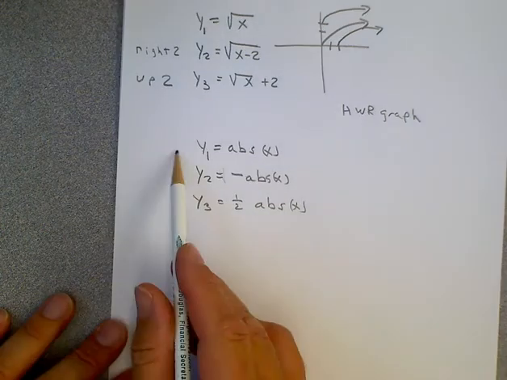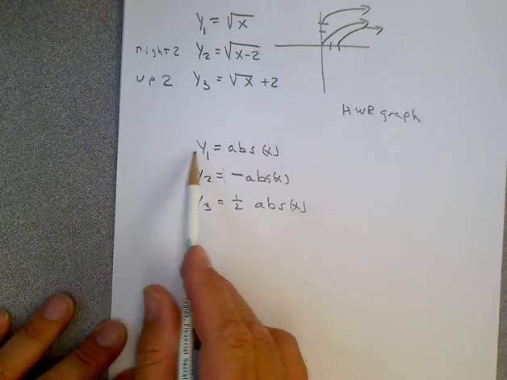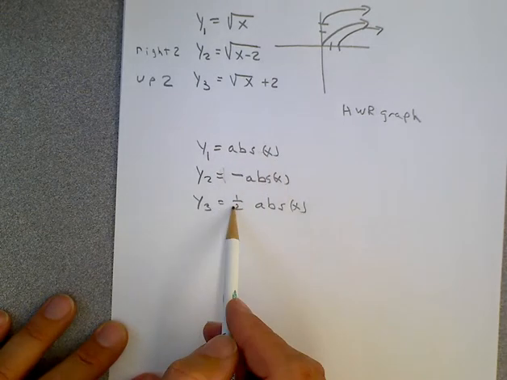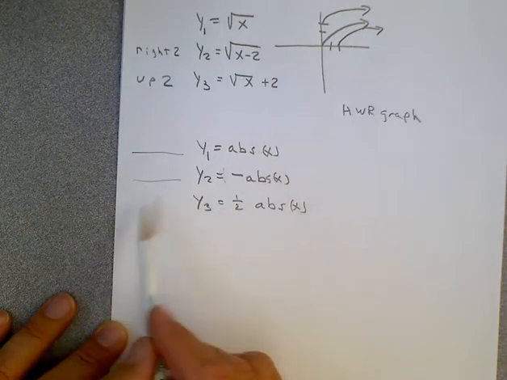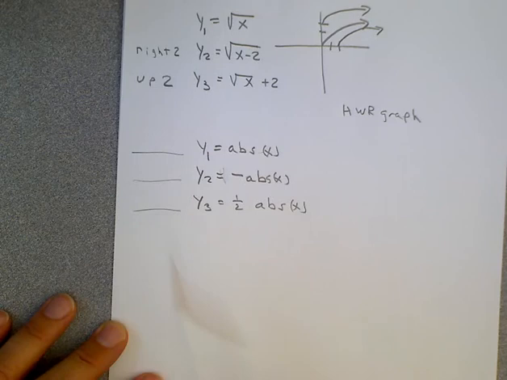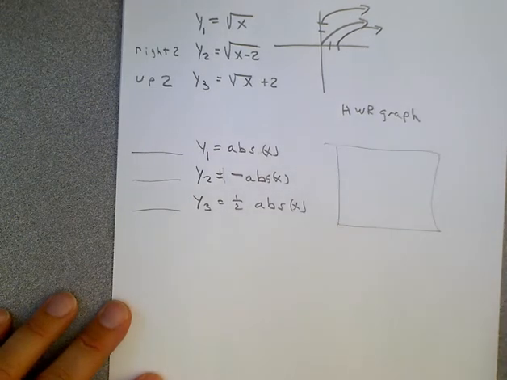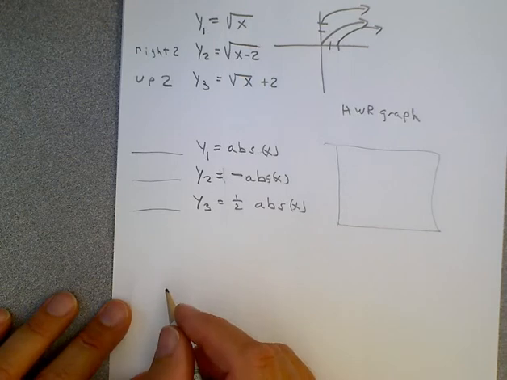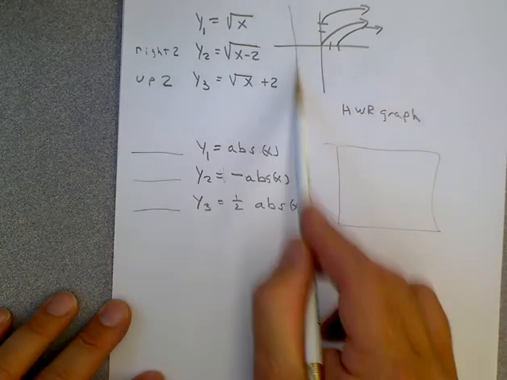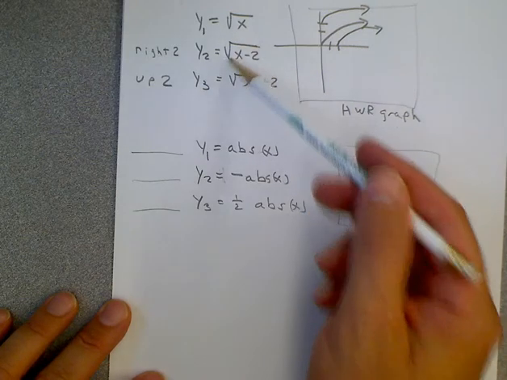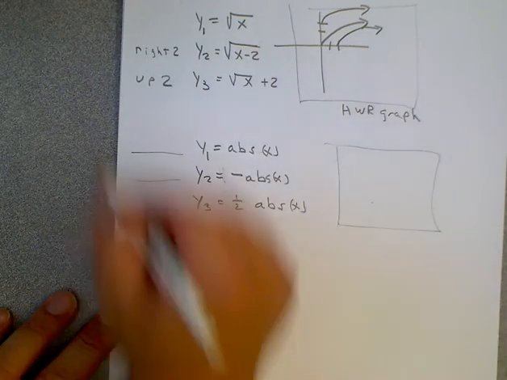Off to the left of each one of these, I'd like for you to type this into your Word document, write the transformation, and paste the graph, the screenshot that you have, right here. So one screenshot here, one screenshot here. You have these listed. This one is just the parent.